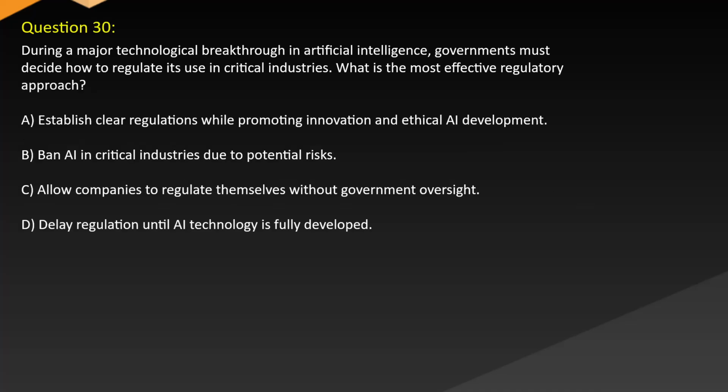Question 30. During a major technological breakthrough in artificial intelligence, governments must decide how to regulate its use in critical industries. What is the most effective regulatory approach? A. Establish clear regulations while promoting innovation and ethical AI development. B. Ban AI in critical industries due to potential risks. C. Allow companies to regulate themselves without government oversight. D. Delay regulation until AI technology is fully developed.